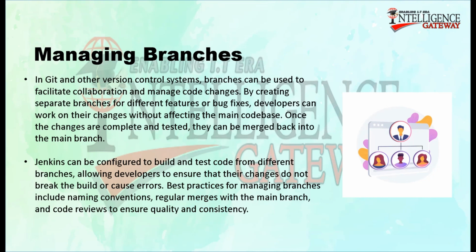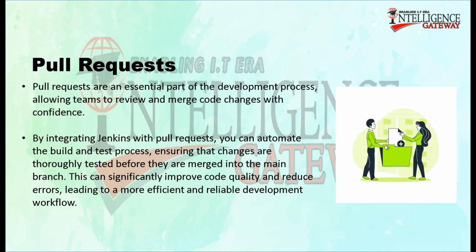Pull requests. Pull requests are an essential part of the development process, allowing teams to review and merge code changes with confidence. By integrating Jenkins with pull requests, you can automate the build and test process, ensuring that changes are thoroughly tested before they are merged into the main branch. This can significantly improve code quality and reduce errors, leading to a more efficient and reliable development workflow.